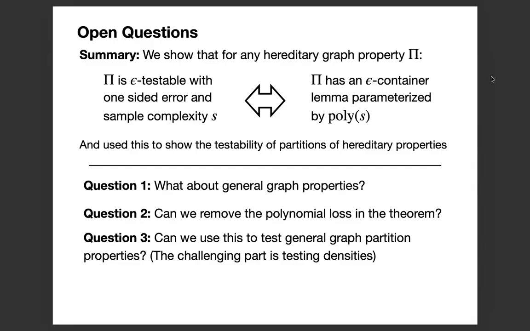I had shown this testability of partitions of hereditary properties, which holds for any hereditary property. So you could imagine, are we triangle free over here and square free over here, anything you can think of. But there are lots of other graph partition properties which are not covered by that. One example is testing density, like is half of it density 1/4 and the other half density 3/4 or something like this. This is not captured because those are not hereditary properties. Those are some of the things we're working on next.